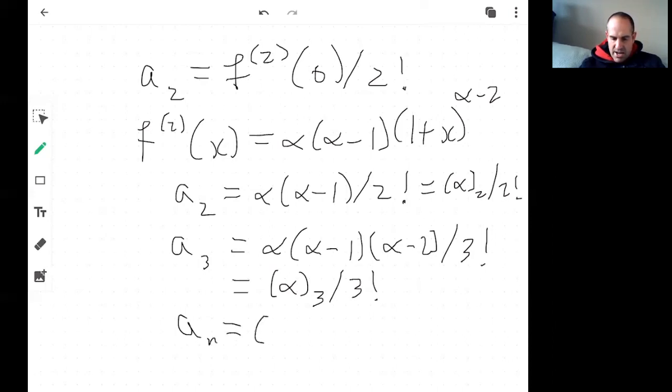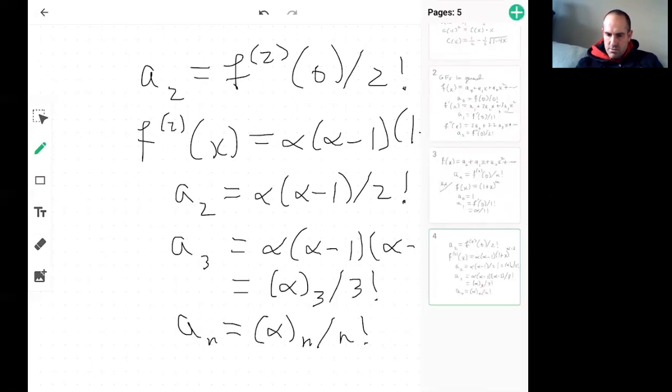And in general, a_n is just going to be alpha sub n divided by n factorial. Okay, so it's going to be the falling factorial alpha with n terms in it, the Pochhammer symbol, alpha sub n divided by n factorial. Okay, so what does that mean?